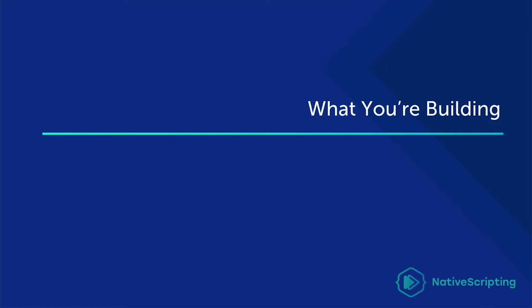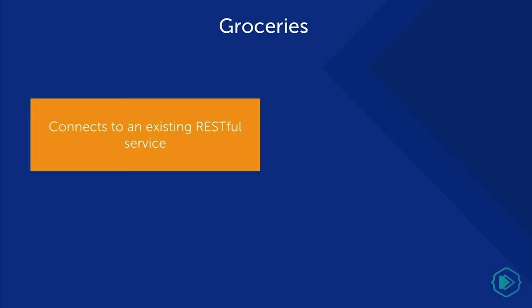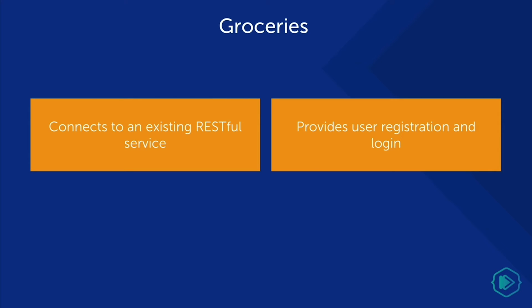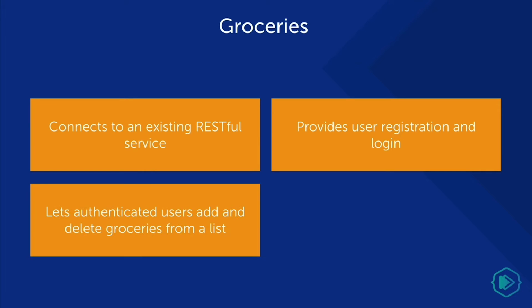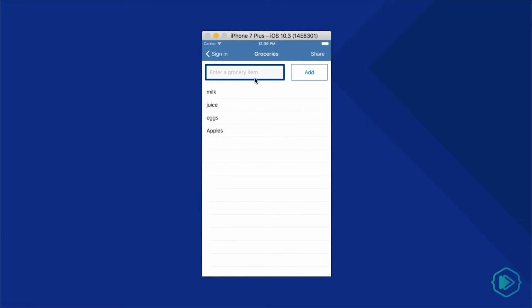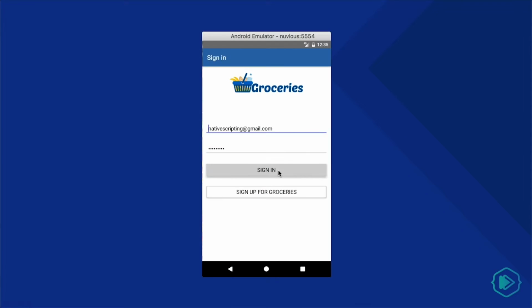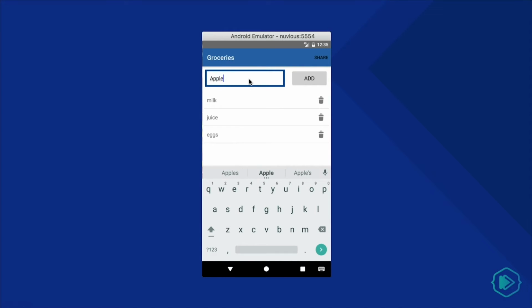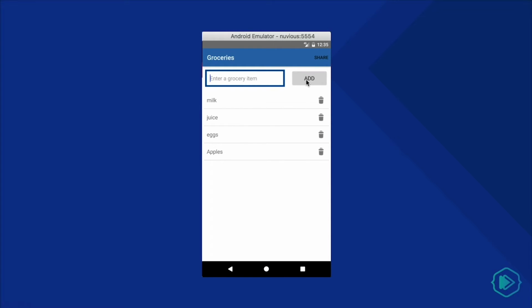The rest of this guide will walk you through building Groceries, a groceries management app that does the following things: connects to an existing RESTful service, provides user registration and login, authenticates users and lets them add and delete groceries from a list, and it runs cross-platform on iOS and Android. If you follow along to the end, here's what the finished app will look like on iOS, and here's what the app will look like on Android. Let's get the starting point of this app so you can follow along with the rest of this guide.